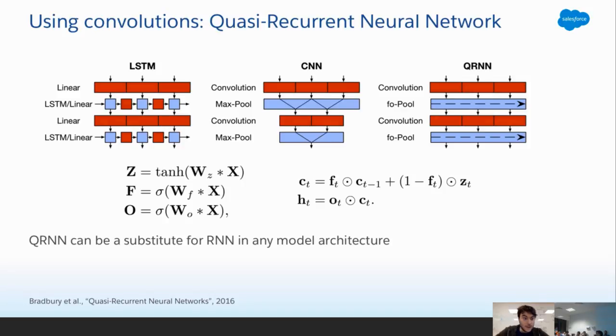So instead, my colleague James Bradbury has developed a new system that will take the best of both worlds of the LSTM and the CNN, called the Quasi-Recurrent Neural Network.